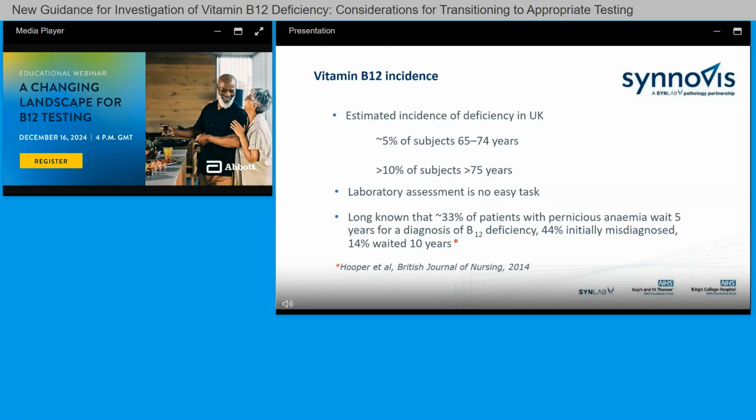But I've already mentioned that the signs and symptoms of B12 deficiency can be difficult to recognize. Well, actually, the laboratory assessment of B12 status is also no easy task. And it's long been known that even patients with pernicious anemia, who could go on to develop quite severe deficient states, sometimes have to wait several years for a diagnosis of B12 deficiency. This has a huge impact on the quality of their lives. It may prevent them from working. If you are a young person with B12 deficiency, it may prevent you from going to school and affect your future prospects.